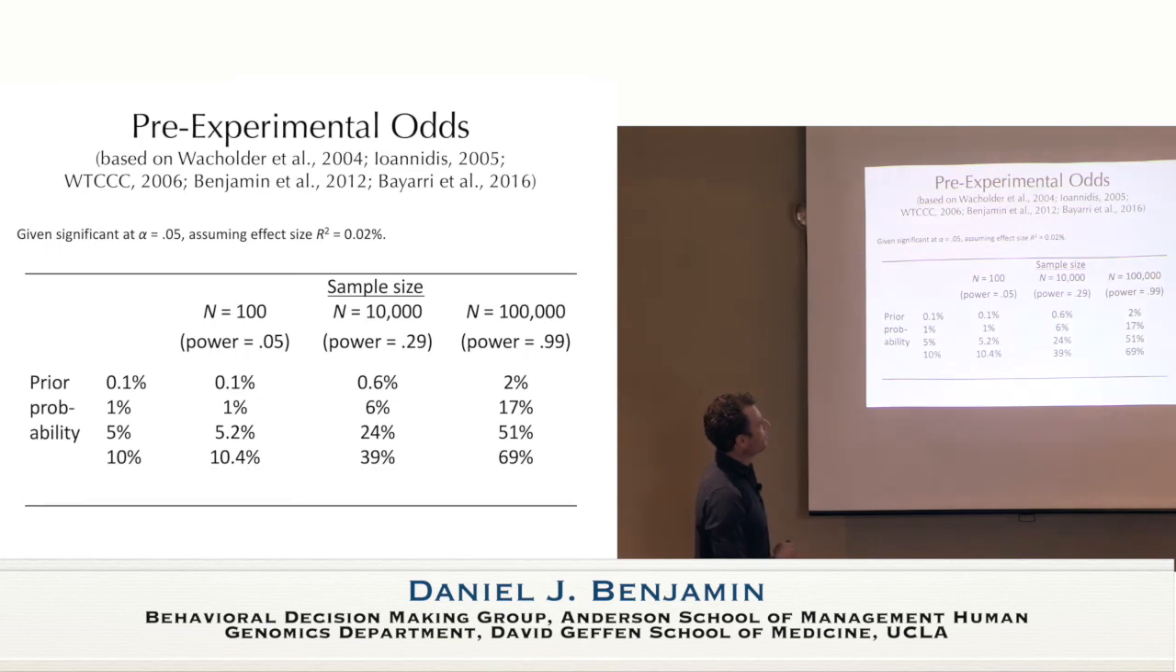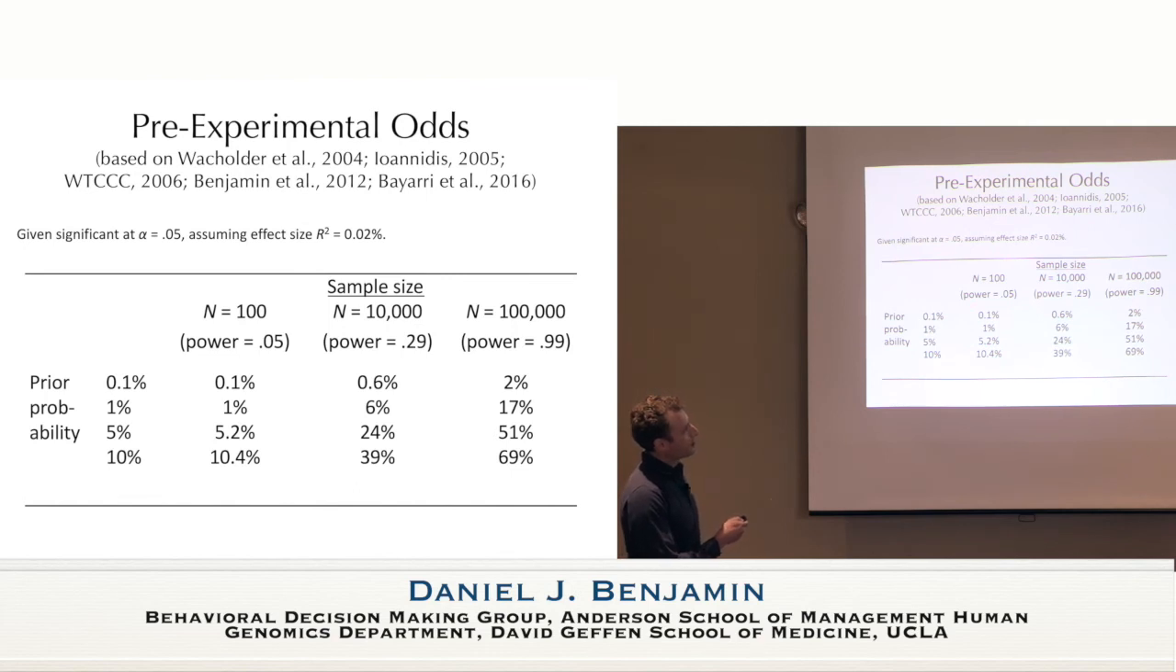OK, so equipped with that range of reasonable priors, I'm also going to show in this calculation much larger priors of 5% and 10%, which may be what candidate gene researchers had in mind when they did their studies. And I'm going to do a calculation for 3 different sample sizes. 100 is a sample size for a typical candidate gene study. 10,000 is what you would get studying, say, the Health and Retirement Study. And then 100,000 was a GWAS meta-analysis, the sample size of EA1.